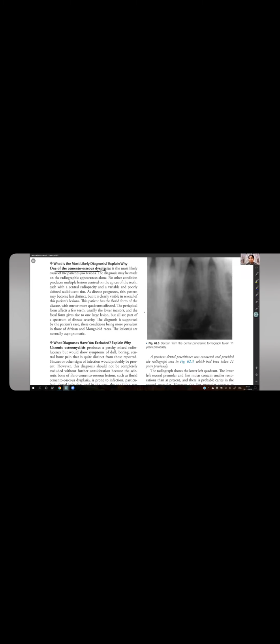The patient's racial category, also ethnic group, is at higher risk of periapical or segmento-osseous dysplasias. The diagnosis may be made on the radiographic appearances alone. No other condition gives you multiple lesions centered on the apices of teeth, each with a central radiopacity and a variable and poorly defined radiolucent trim. As disease progresses, this pattern can become less distinct, but it is clearly visible in several of this patient's lesions.